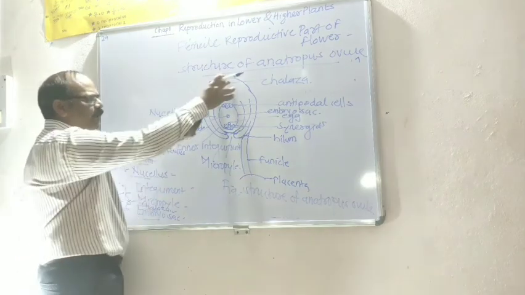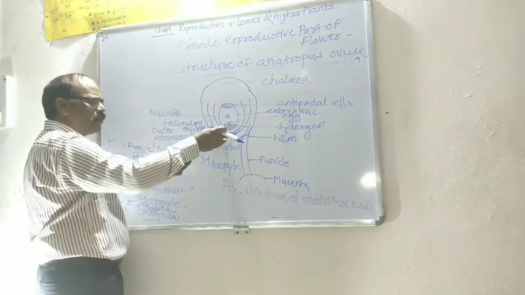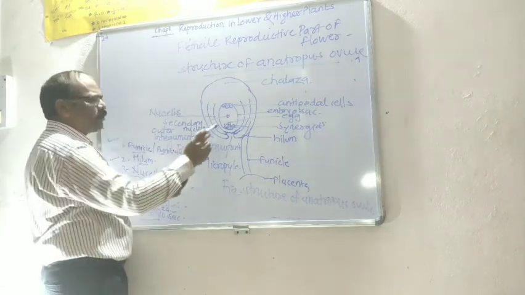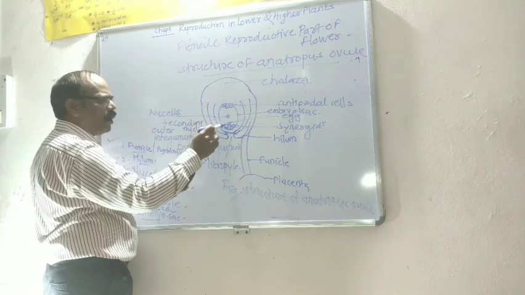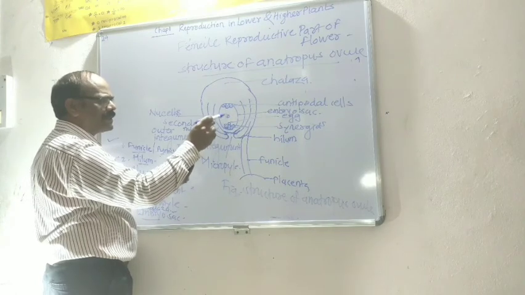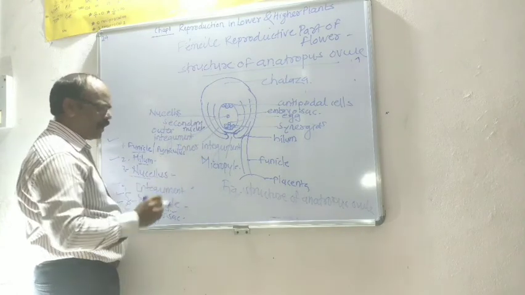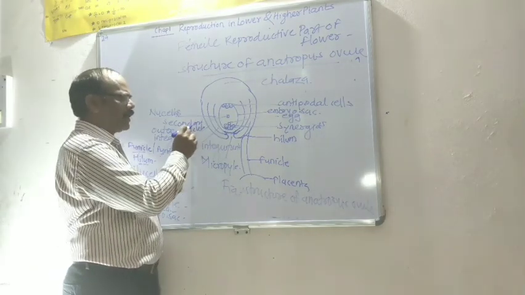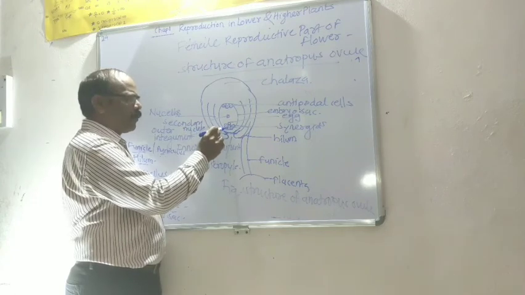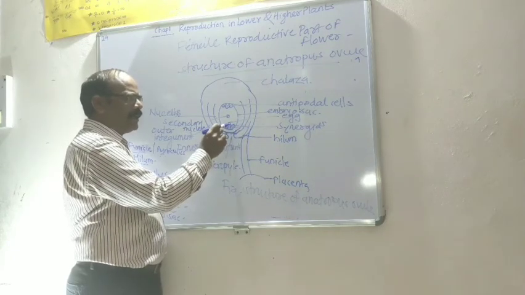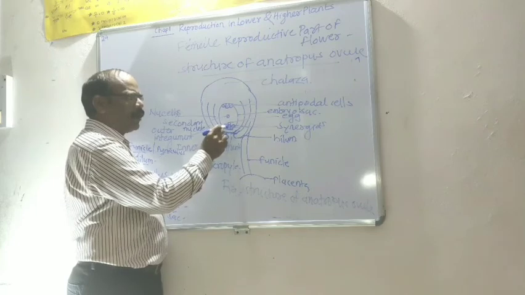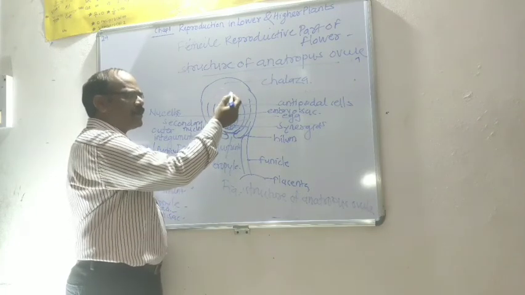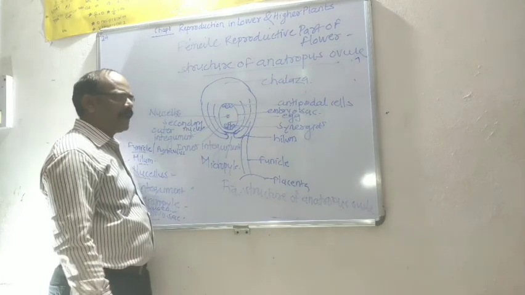The next is the chalaza. The base of the ovule opposite to the micropyle is called the chalaza. Then the embryo sac. Within the nucellus, an oval multicellular structure is embedded, called the embryo sac. In the middle there is the secondary nucleus, and toward the micropylar side there is the egg apparatus. In the egg apparatus, the central egg and two lateral synergid cells are present. Opposite to that, on the chalazal side, there are three antipodal cells.